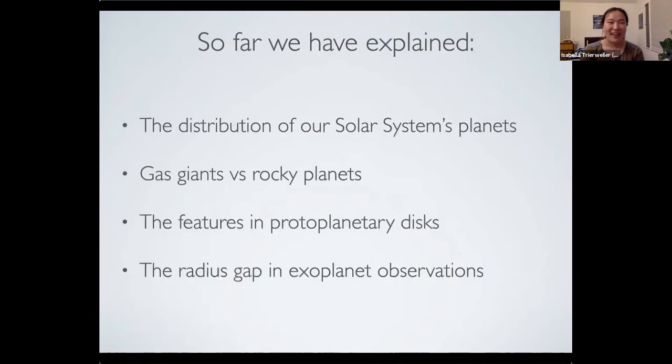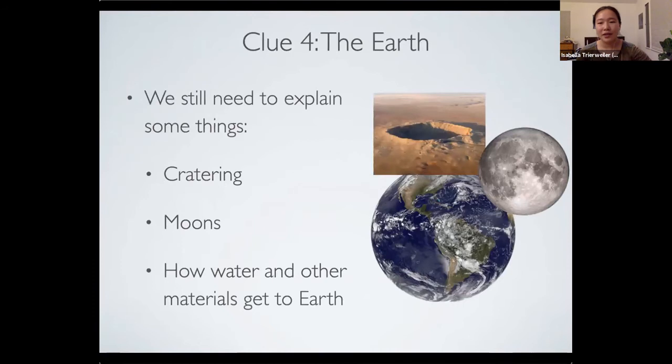So anyway, once we add in our exoplanet observations, we've now covered the solar system planets, our gas giants and our rocky ones. We were able to explain some of the features in protoplanetary disks. We explained the radius gap in our exoplanet observations. And so to finish everything off, what I'd like to do is just zoom in on the Earth and think about the finishing touches that need to happen in planet formation.